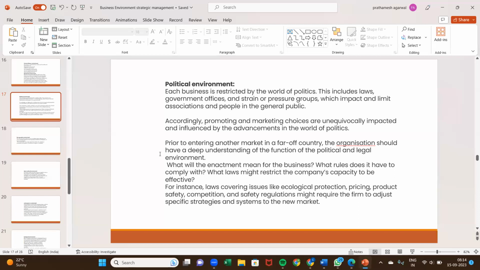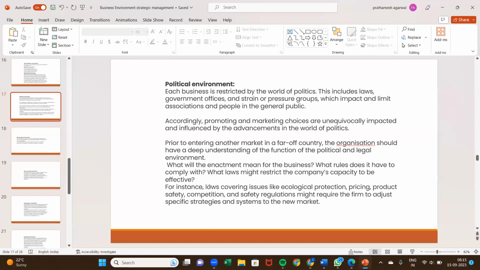Now, what will happen? What will the enactment mean for the business? What will be the impact on business? What will be the effect on business? And what rules does it have to comply with? What rules do we need to follow there? In the other country, if you want to start up a business, what laws might restrict the company's capacity to be effective, which laws on the foreign land can affect the company's working?